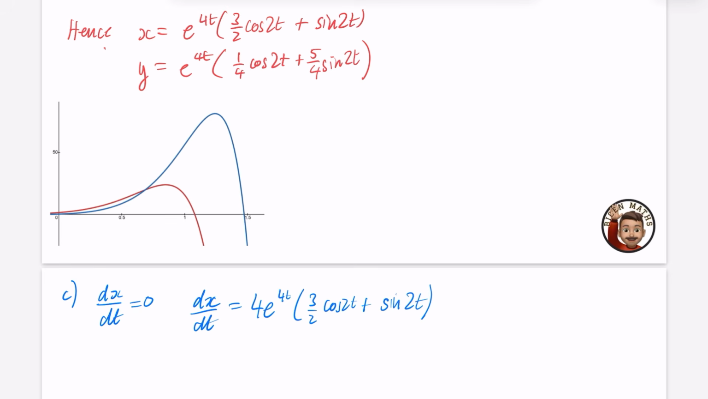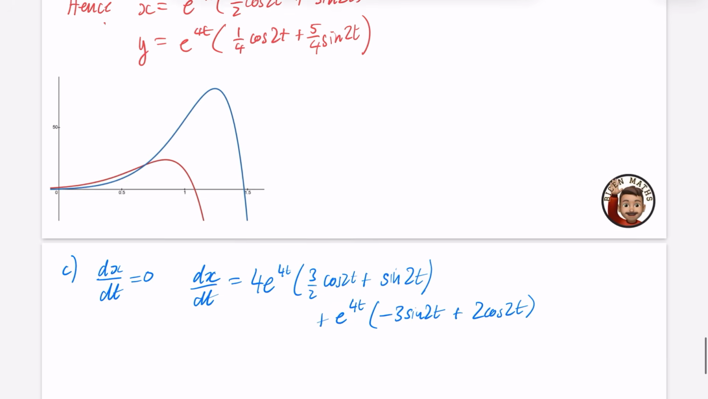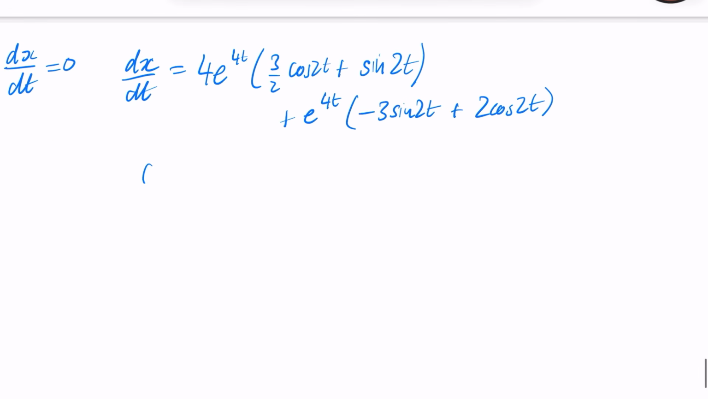And then I'll differentiate just the inside part. So that would be my e to the 4t. Cos goes to minus sine, and that extra 2 is going to come out. So it's going to be minus 3 sine 2t. Sine goes to cos, so that will be a 2 cos 2t. Now, because it's going to be equal to 0, I get that 0 is equal to this expression.